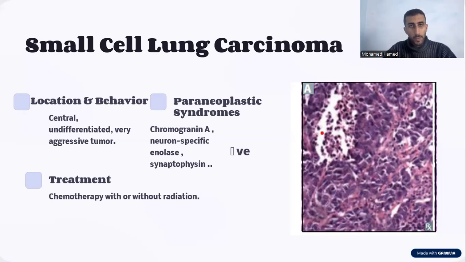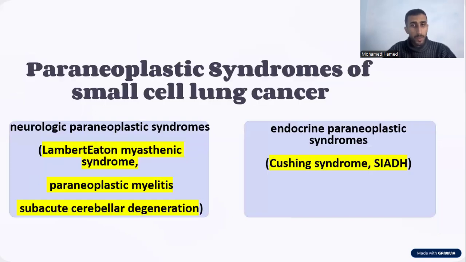The behavior of small cell lung cancer is a very aggressive tumor with undifferentiated histology, and it has a very important feature, which is paraneoplastic syndromes. The paraneoplastic syndromes of small cell lung carcinoma are highly tested, specifically the endocrine ones. There are neurological paraneoplastic syndromes and endocrine paraneoplastic syndromes.